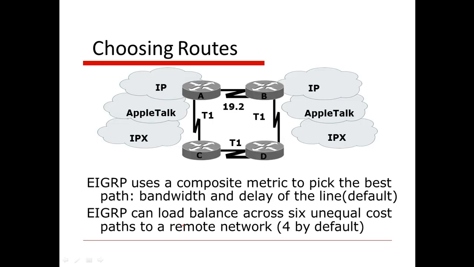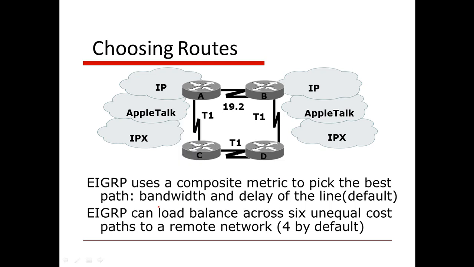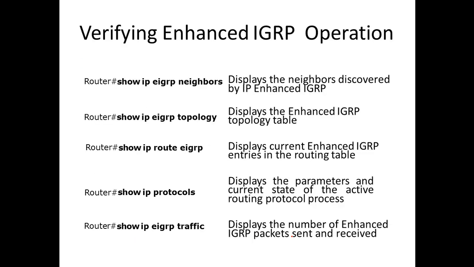So how does this protocol choose the routes actually? EIGRP uses the composite metric, and what is a composite metric? It is a combination of any metrics that you want to, but the default is bandwidth and delay. You can see that the bandwidth and the delay are set as a default, and you can also insert more metrics in this kind of protocol, and you can also include load balancing across 6 unequal cost paths to remotely access the network, and the value is set by default to 4.